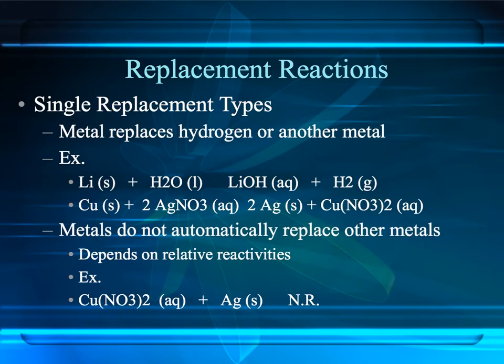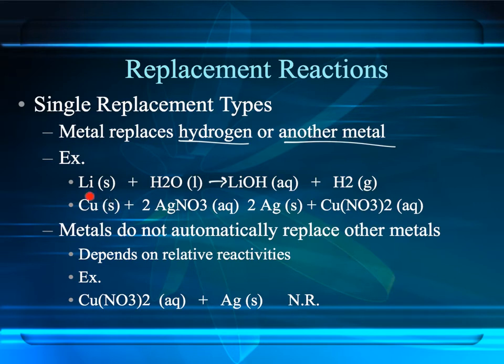There are some other ones here. You've got an example of metals replacing hydrogen or another metal. So that's the first kind, and that's the one that you just saw here. You have a metal, lithium, replacing hydrogen or some other kind of metal. So it's going to switch places with the hydrogen. The hydrogen is going to become the element in that first one.